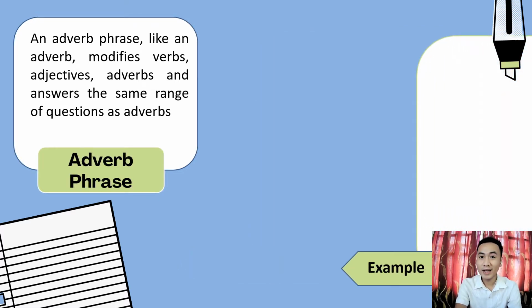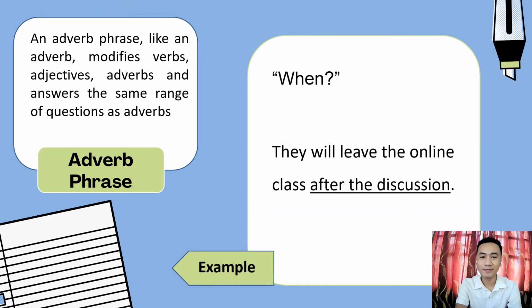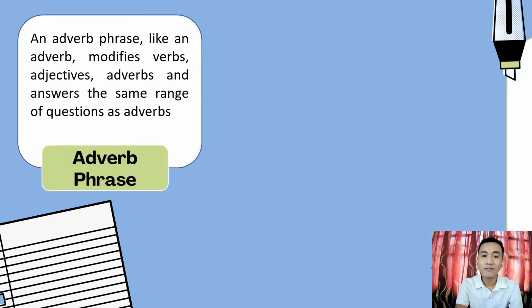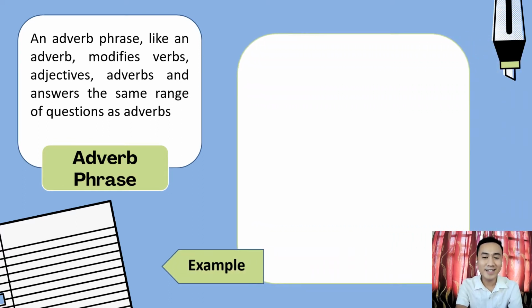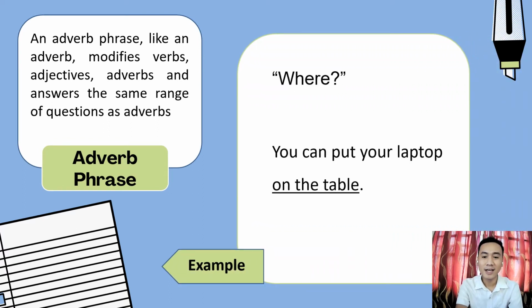For the question when, here is the example. They will leave the online class after the discussion. The underlined phrase modifies the verb will leave, and it answers the question, when will they leave the online class? For the question where, here is the example. You can put your laptop on the table. The underlined phrase modifies the verb put, and it answers the question, where can you put your laptop?